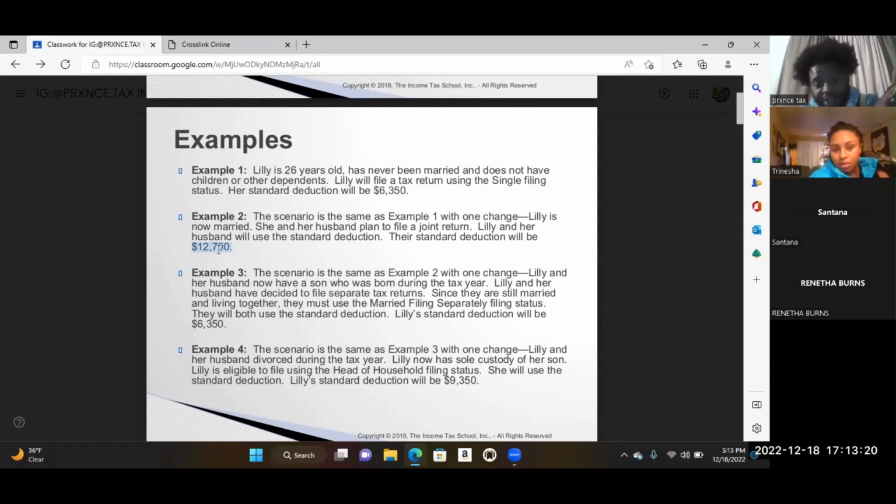Example 4: the scenario is the same as example 3 with one change. Lily and her husband have divorced during the tax year. Lily now has sole custody of her son.